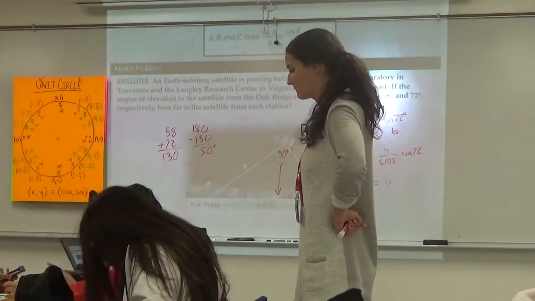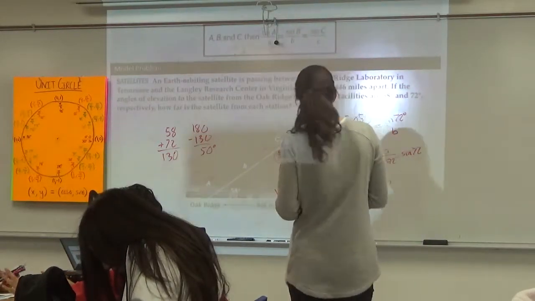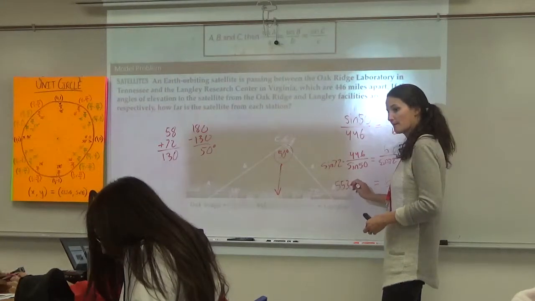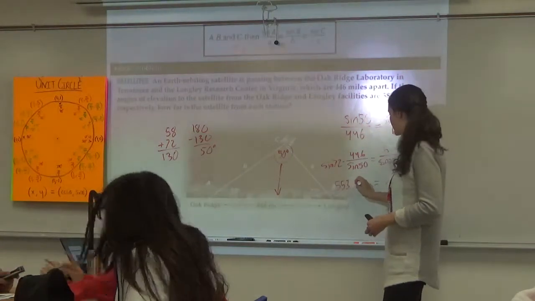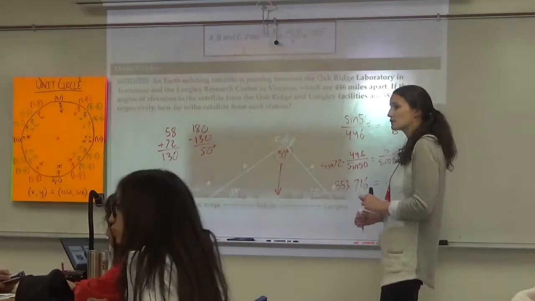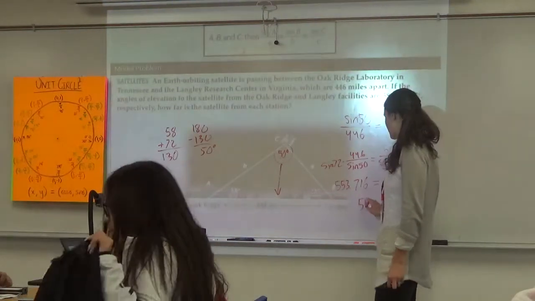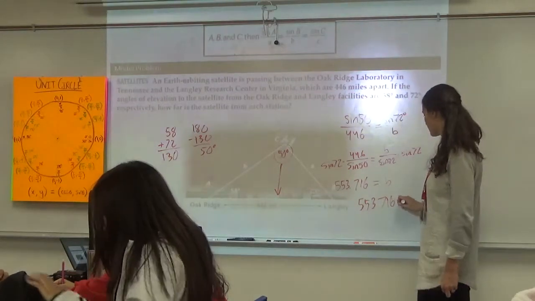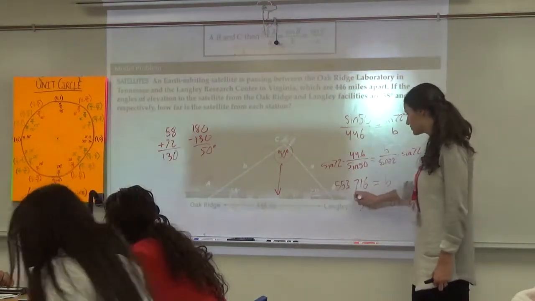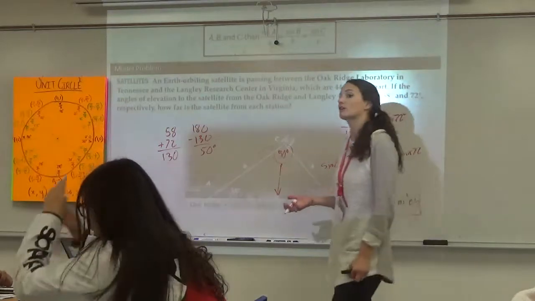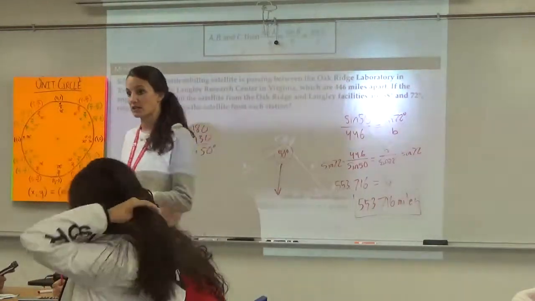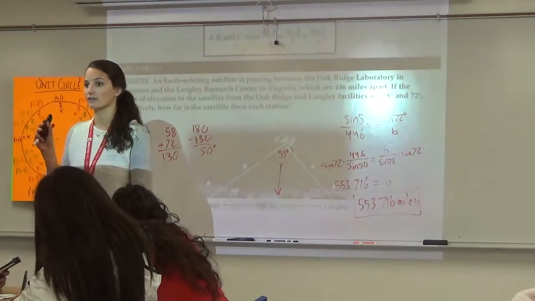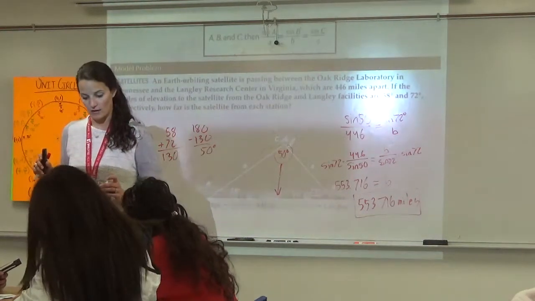Tanya. 553 point, what was it? 716. And because this is a word problem, make sure you put units. Some people in the last quiz missed points for the units. And in this case, we're talking about miles. So they literally could use law of sines to calculate how far a satellite is from a laboratory. They do this kind of stuff. As long as they know the angle of elevation, they can figure it out.